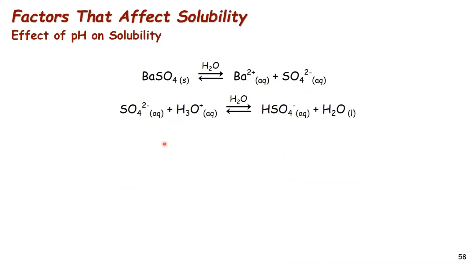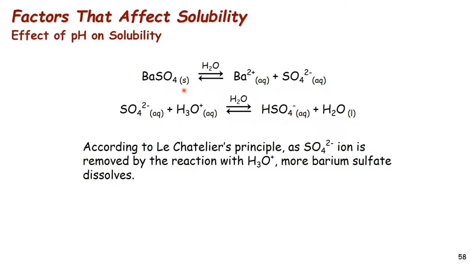Okay, so as I add acid to it, it's basically removing the sulfate and causing the equilibrium to shift to more product to replace the sulfate that I took out. And so the solubility of the barium sulfate is going to be greater in acidic solution than it is in neutral solution. And again, that's just Le Chatelier's principle. Anything that I do, nature's going to try to undo.